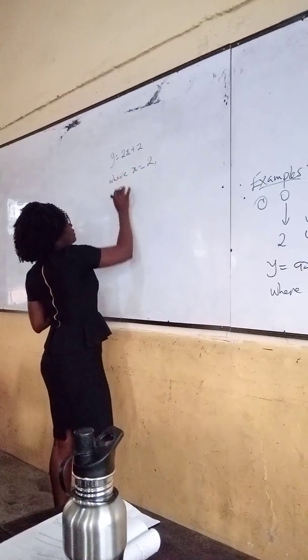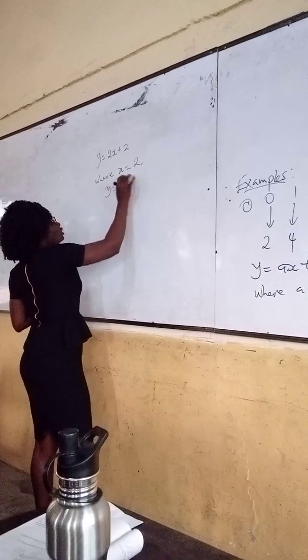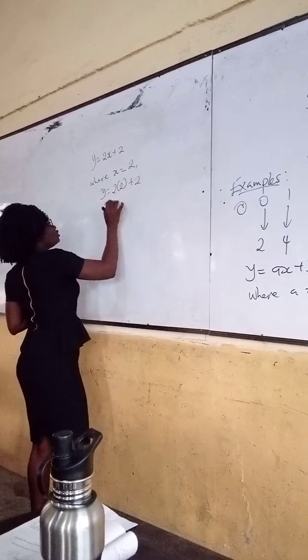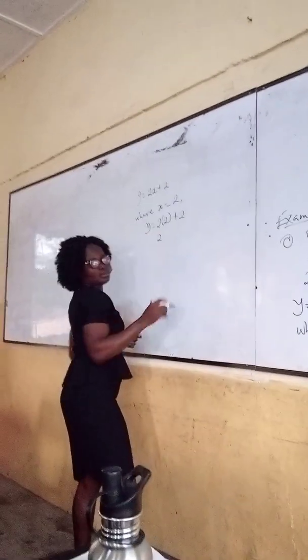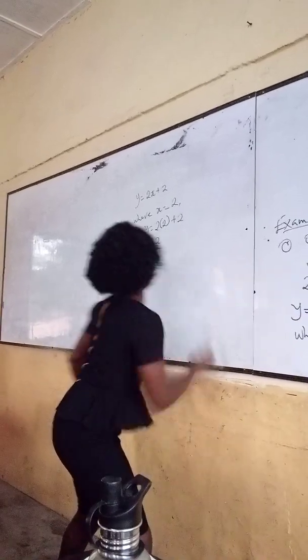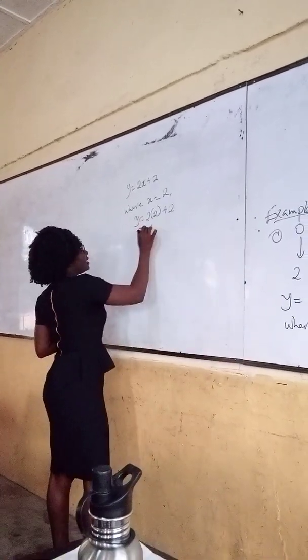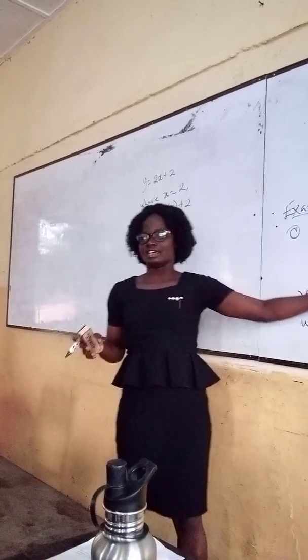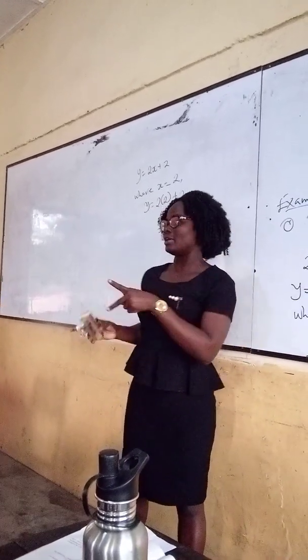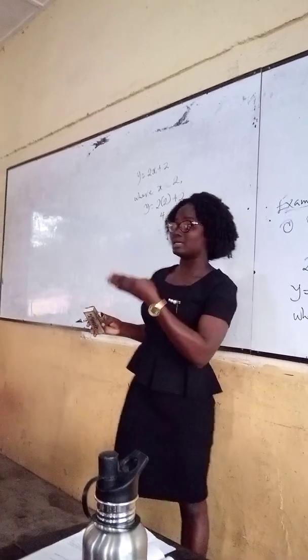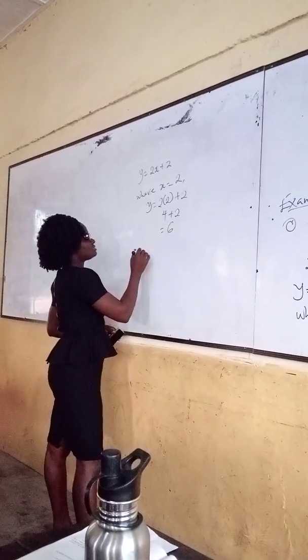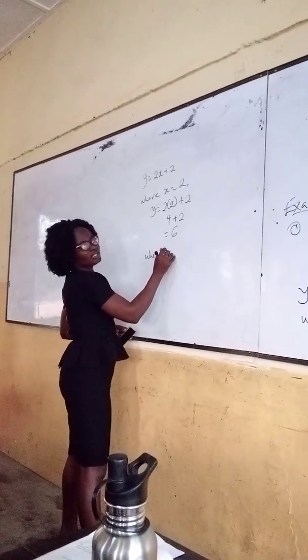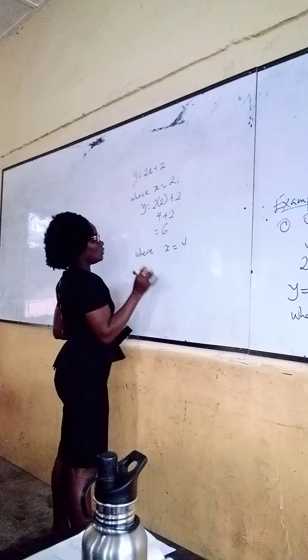Let's see. So it becomes y is equal to 2 brackets 2 plus 2. So 2 times 2 is what? 4. Any number in brackets means it's multiplied. So 4 plus 2, which is equal to 6. Did you get a 6 there? Yes. Good. Let's prove again. You can prove it twice to confirm our answer. So where again x equals what? 4.